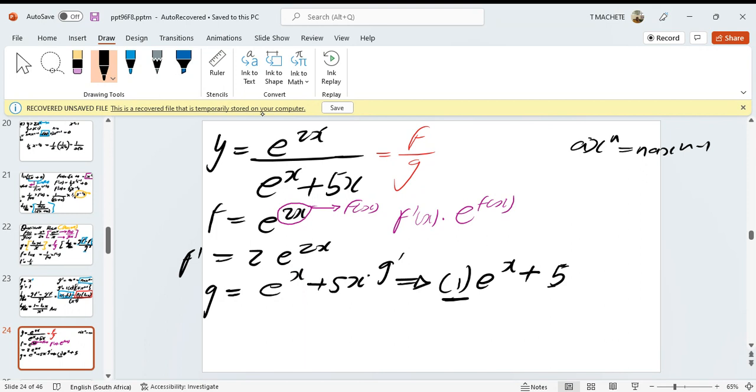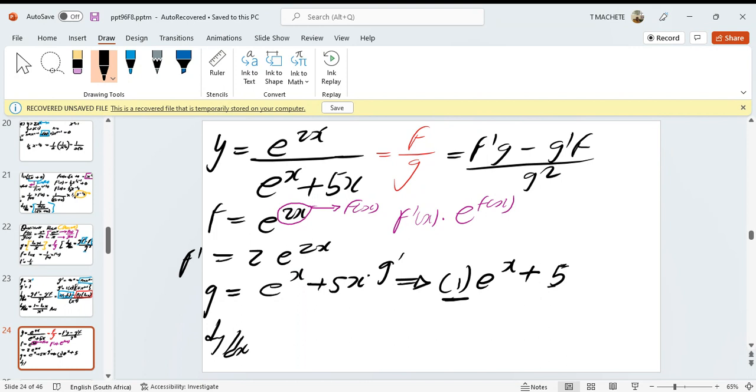Okay. So you go back and put them here. They said the answer is f prime times g minus g prime times f, over g squared. You can substitute there. You write dy over dx is equal to f prime. You write that 2e^2x times the g. What is your g? You write it as it is, e^x plus 5x. You minus, you can use the brackets there to show that they are separate. You minus the g prime. What is your g prime? It's e^x plus 5.